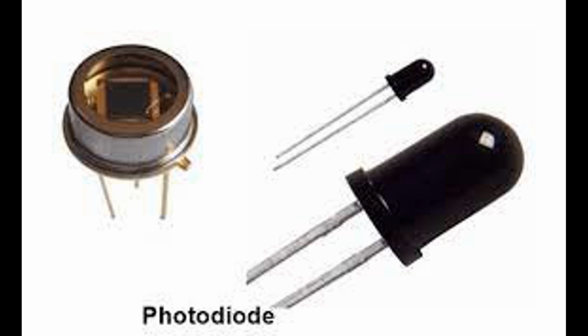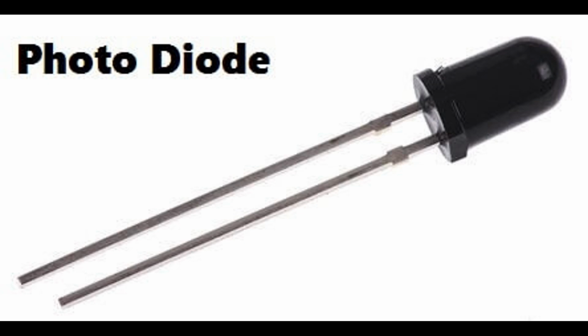Reverse breakdown voltage, maximum reverse bias before damaging the device. Active area, the portion of the photodiode that receives light. Larger areas capture more light but are slower. Understanding these characteristics is crucial for selecting the right photodiode for specific applications, balancing sensitivity, speed, and efficiency.